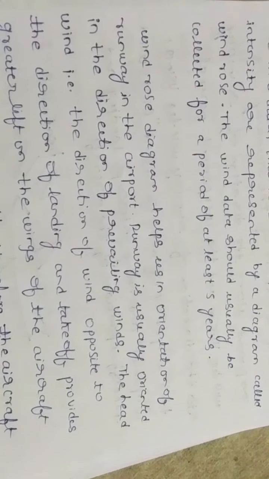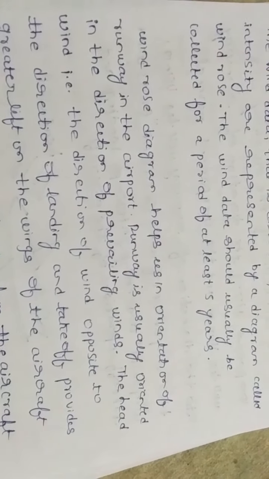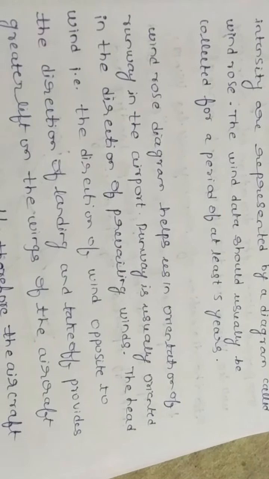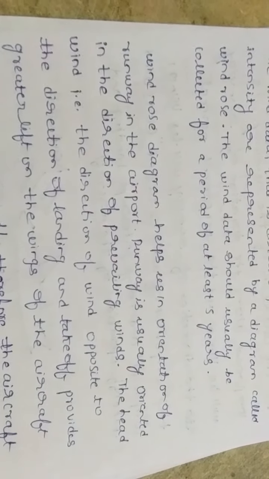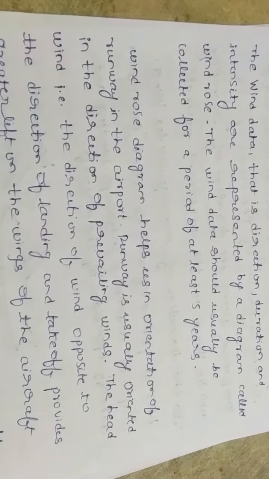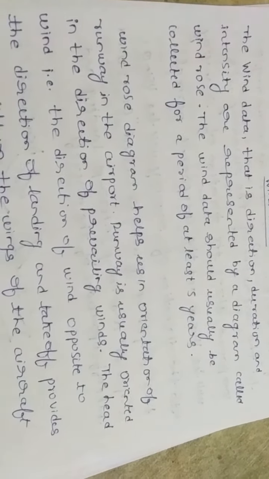Now when we consider the orientation of the runway, it is very important that we know the runway is to be oriented, or it should be given the direction of the existing winds or the prevailing winds. In what direction the wind is blowing at that particular place, that needs to be known exactly, so that will help us in the operations of the takeoff and the landing. So the prevailing wind direction is very important for the orientation of the runway.